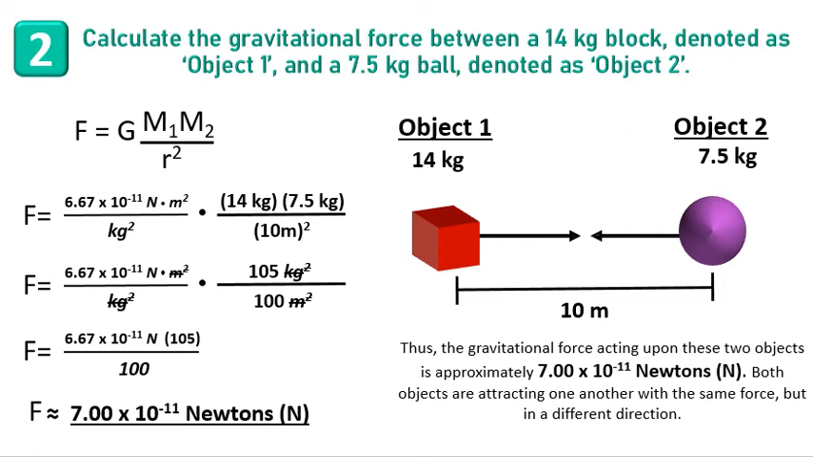Thus, the gravitational force acting upon these two objects is approximately 7.00 times 10 to the minus 11 newtons, in which both objects are once again attracting one another with the same force but in a different direction.